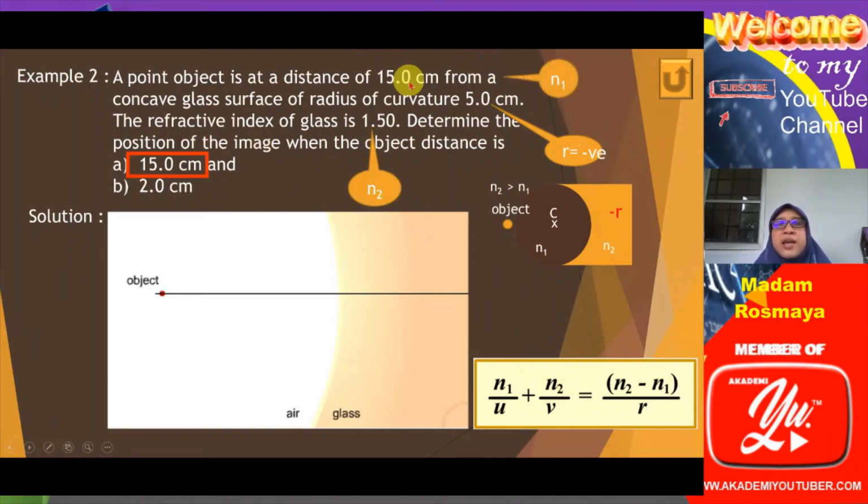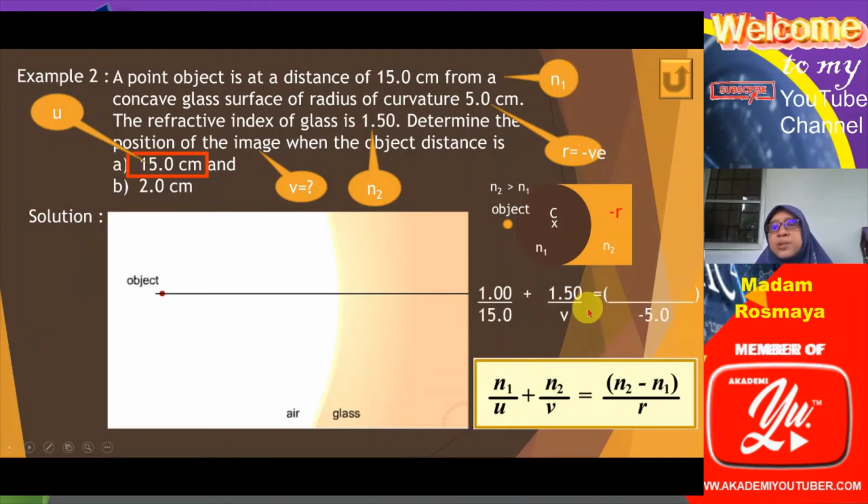N1 is the air, and we are going to determine V, the image distance, and U is the object distance. So substitute into the equation here. Remember that N2 minus N1, N2 must be larger than N1, so therefore 1.5 minus 1. So solve for V. So V is negative 9 cm.